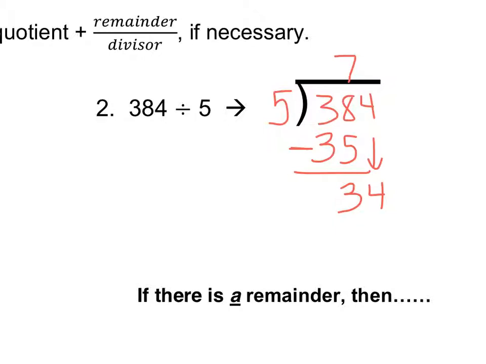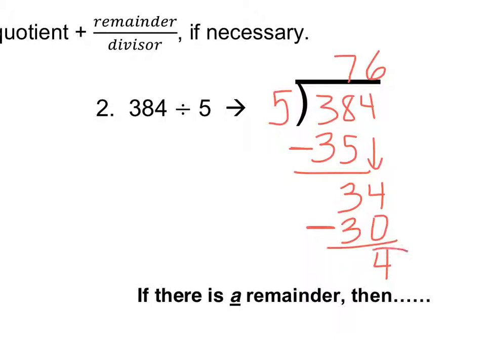Start the whole process over. So 5 goes into 34. How many times? Well, it goes into it 6 times. 6 times 5 is 30. Our next step is subtraction, so I'm putting my subtraction sign. 34 minus 30 is 4. That 4 is my remainder.